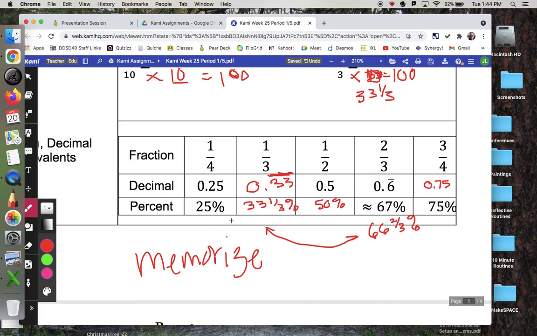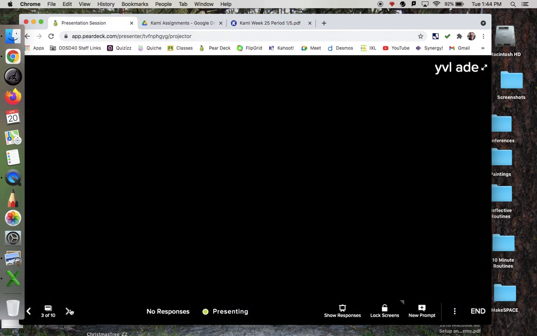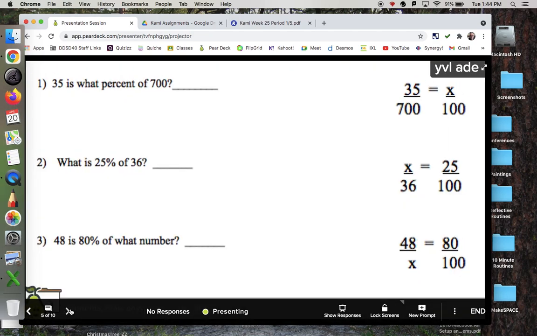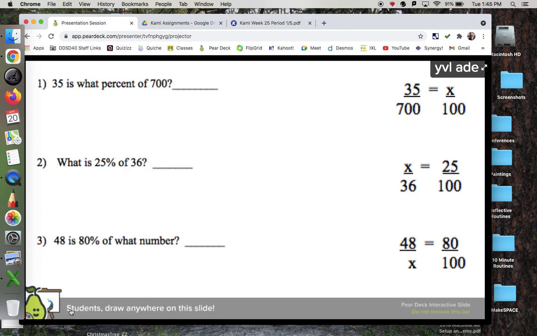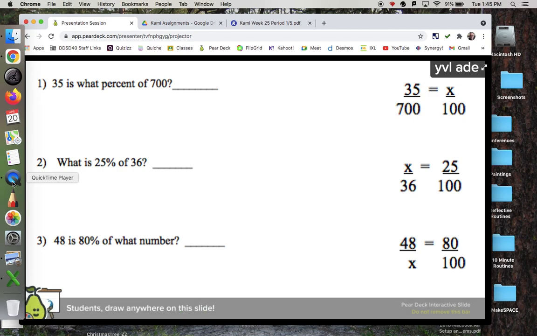And tomorrow what we're going to do, I'll give you a little preview, is we are going to figure out how to not only change percents to fractions and fractions to percents and decimals to percents and percents to decimals, but we're going to try to figure out how do we find a percent of something and use a proportion to do that. So that's tomorrow. So that is a recap for Tuesday, April 20th.